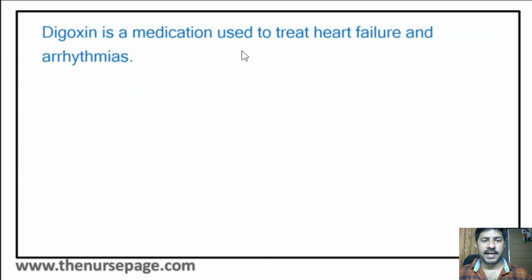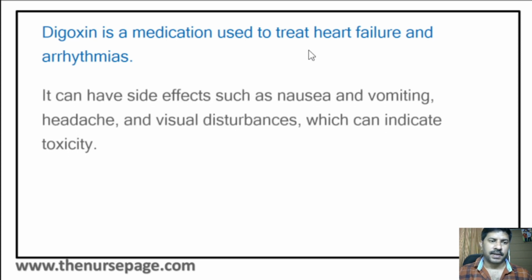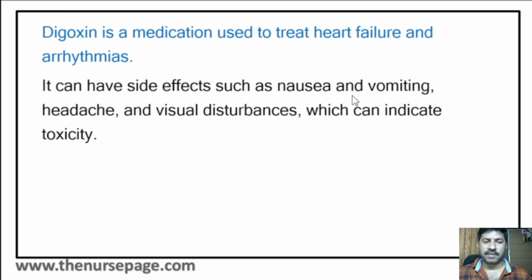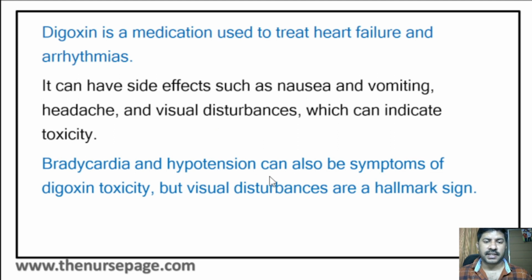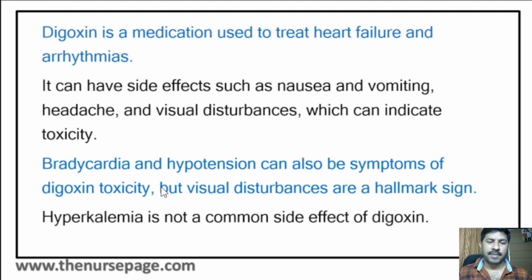Digoxin is a medication used to treat heart failure and arrhythmias. It can have side effects such as nausea and vomiting, headache, visual disturbances, that is halos around the light, which can indicate digoxin toxicity. Bradycardia and hypotension can also be symptoms of digoxin toxicity, but visual disturbances are a hallmark sign. Hyperkalemia is not a common side effect of digoxin. Sometimes hypokalemia occurs.